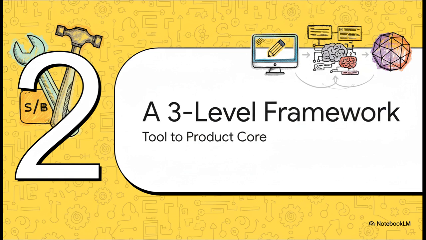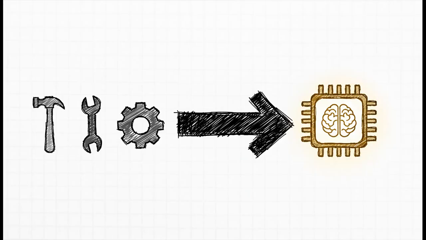The whole idea here is to give us all a shared language so we can actually talk about AI development with some real clarity. Think of this framework as a roadmap. It maps out the entire journey, starting with AI as just a helpful tool to make you more productive and going all the way to where AI becomes the absolute heart, the core of the thing you're building.